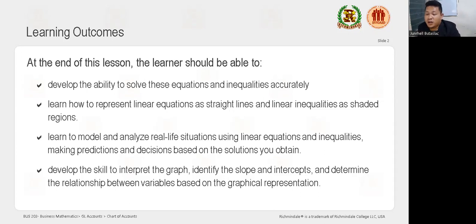Okay, so learn to model and analyze real life situations using linear equations and inequalities, making predictions and decisions based on the solution you obtain. Then develop the skill to interpret the graph, identify the slope and intercepts, and determine the relationship between variables based on the graphical representation.